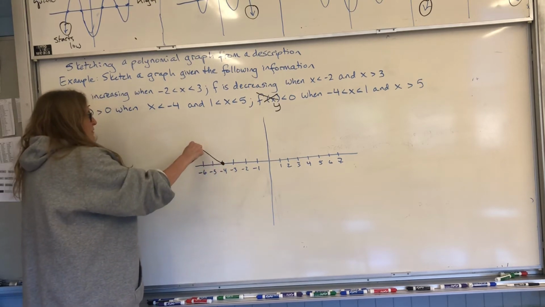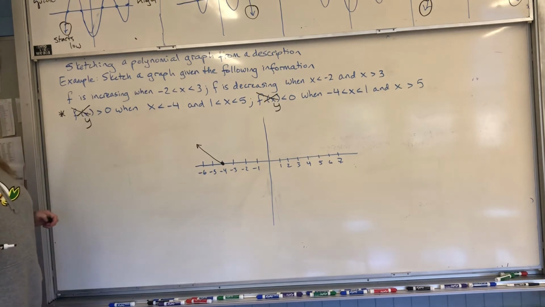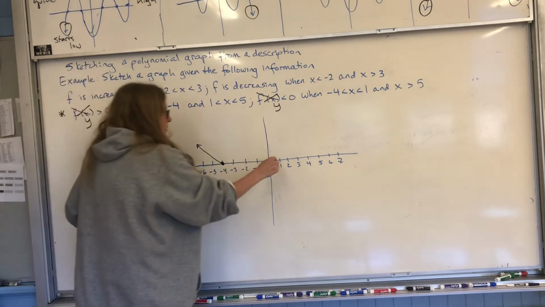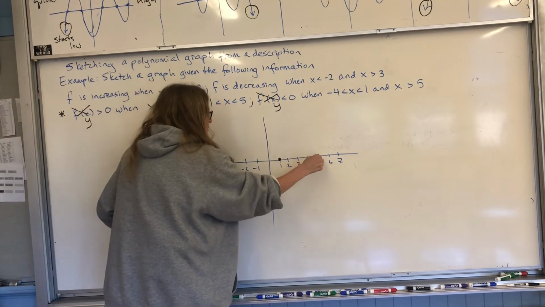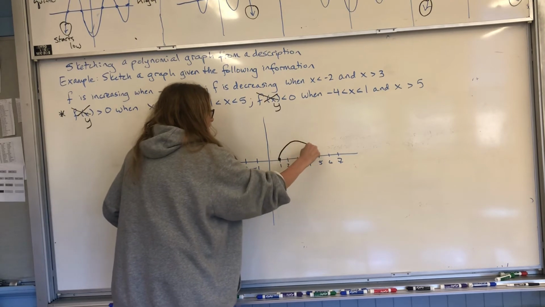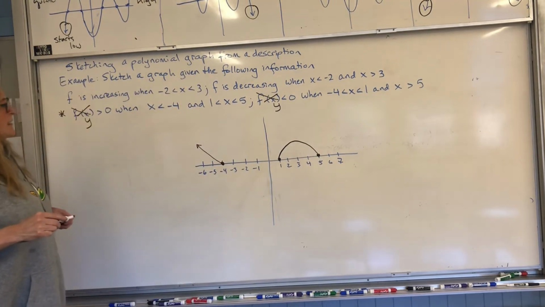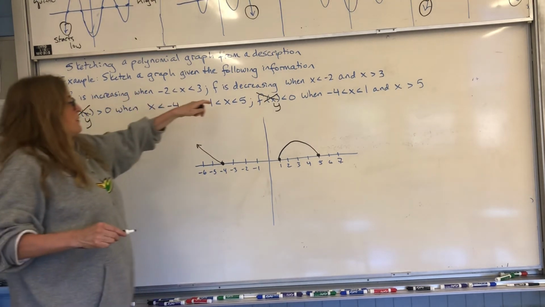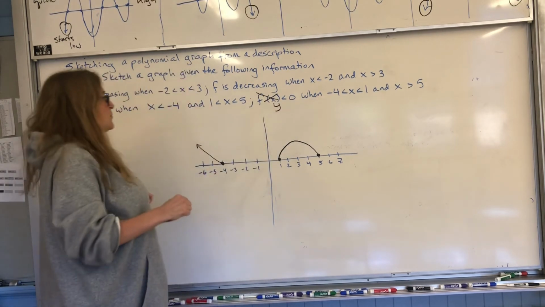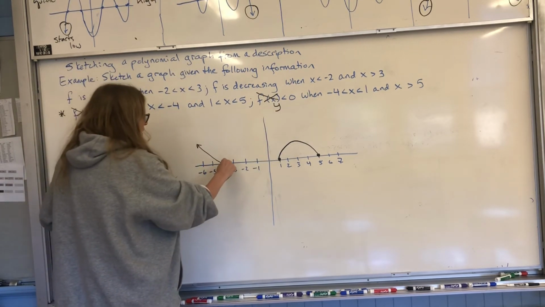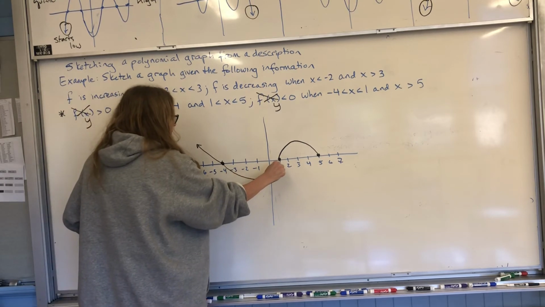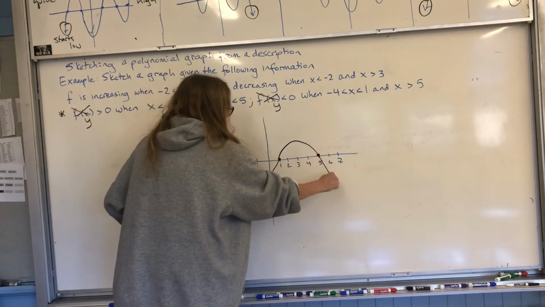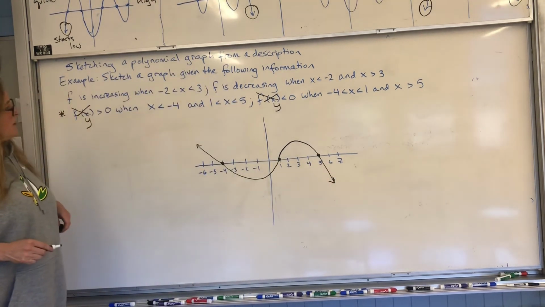So I'm going, okay, well, let's do that. And y is greater than 0 between 1 and 5. So I'm going to mark 1 and 5. And I'm going to go like this, greater than 0. Now I may have to adjust this when I deal with the first piece of information. Y is less than 0 when x is between -4 and 1. Oh, look. How about that? And when x is greater than 5. So there's my initial sketch.